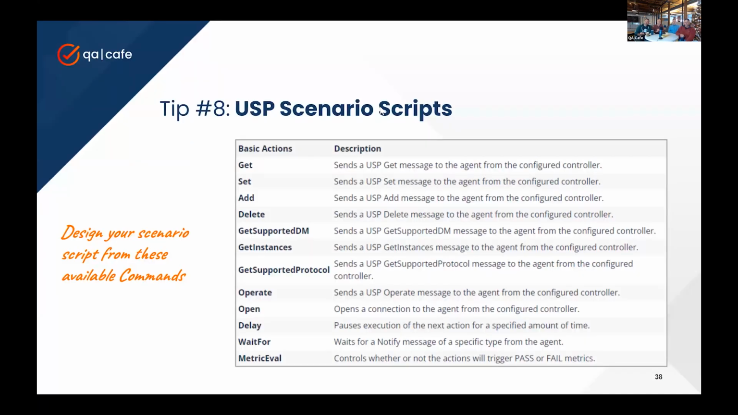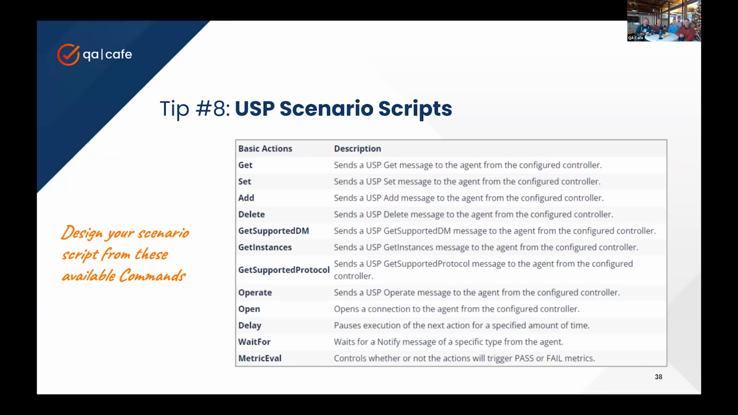So basically, you can create a very simple script to tell CDRouter's USP controller to talk to your DUT, the agent on your DUT, using any of the commands in this table. Each of these commands has various parameters to customize what is contained in that command, as well as what to verify in the response to it.